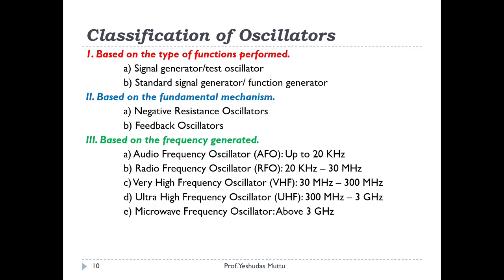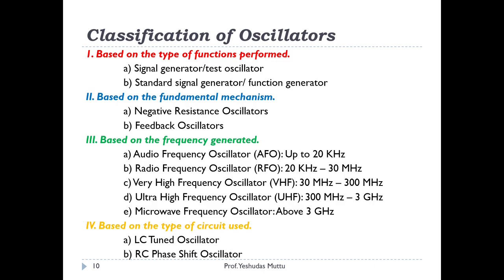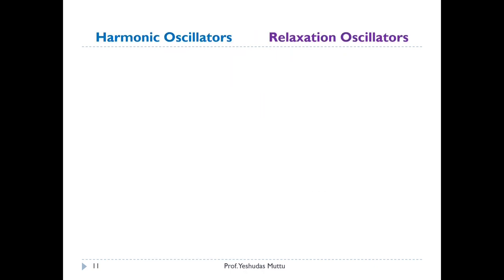Then, based on the frequencies which are generated, suppose I want to generate a frequency of 300 megahertz, or 320 megahertz somewhere in between, I will have ultra high frequency oscillators. So depending upon the frequency you want, there are different types of oscillators. And finally, depending upon the type of circuit, that is which components are used, whether inductor and capacitor are used. If L and C are used, I'll name it an LC oscillator. If R and C are used, I'll name it an RC oscillator.